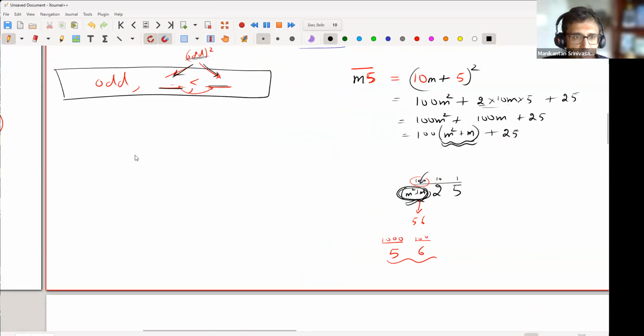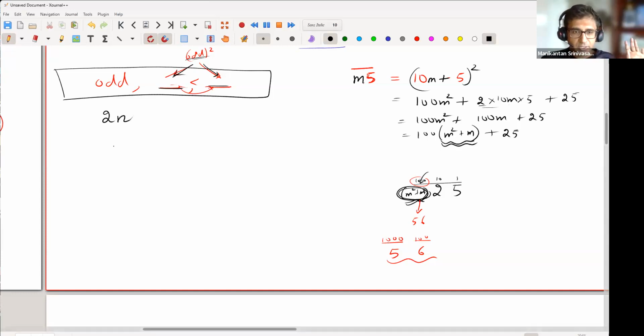How do I represent an odd number? How do I represent an even number? First of all, I can represent an even number by saying 2 times n. If n is an integer, 2 times n is an even integer. Okay, that's easy. How do I represent an odd integer?